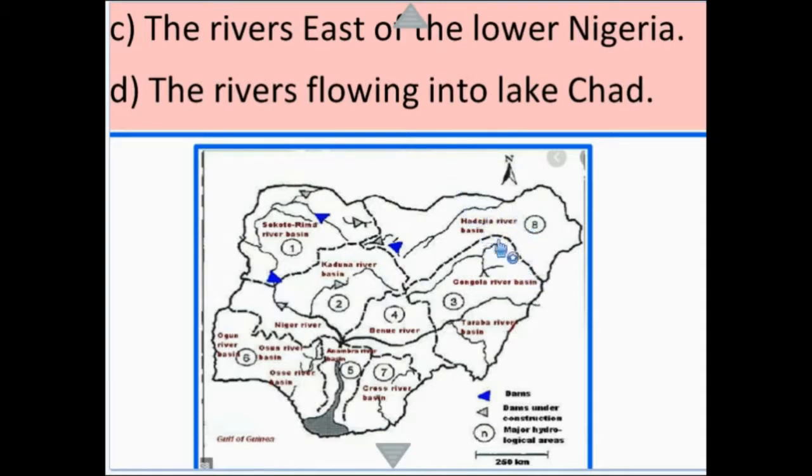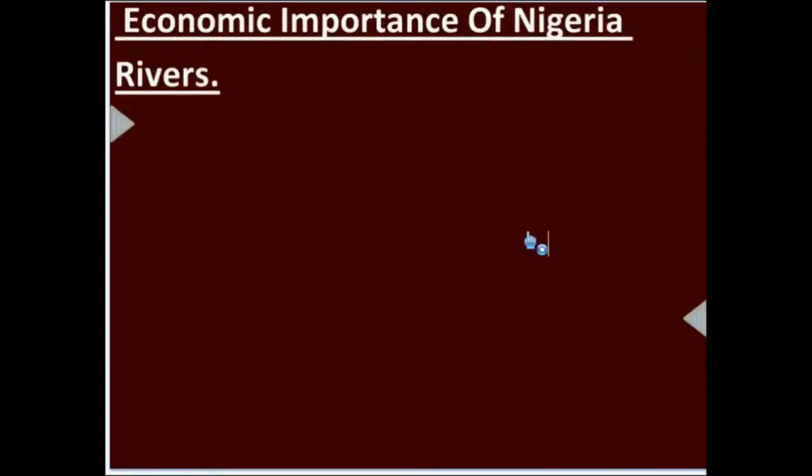So those are the rivers that flow into Lake Chad, and Lake Chad is known as a lake of inland drainage. Once these rivers flow in there, they don't have any outlet to flow out, so they flow in alone. So that is it. So let's proceed.